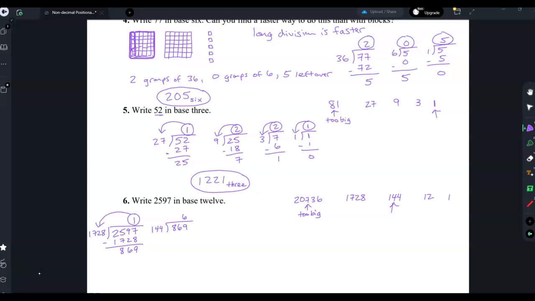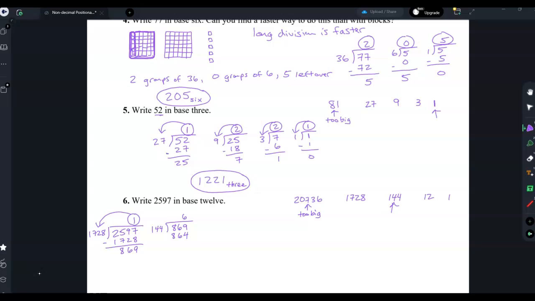It's just a guess. Let's see, 6 times 4 is 24. 6 times 4, again, is 24, plus 2 is 26. 6 times 1 is 6, plus 2 is 8. So yes, that actually does work. That goes in. It's not bigger than 869. So if I had tried 7, I would have gotten something bigger than 869.